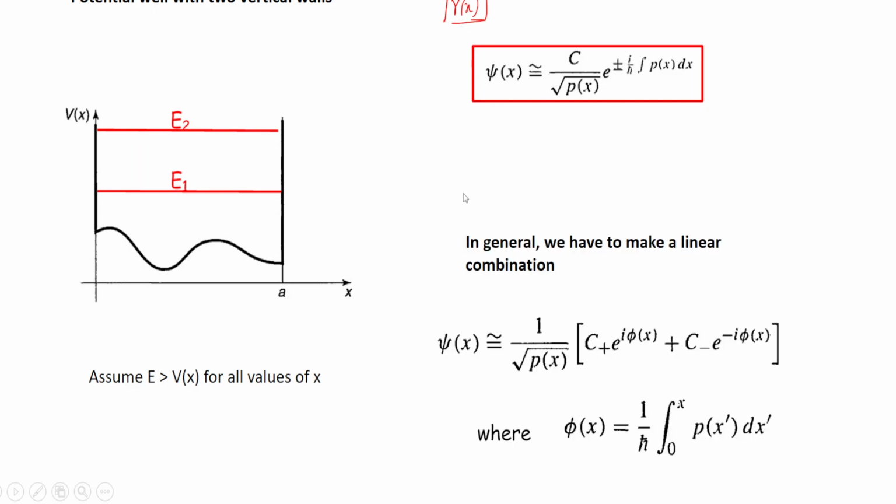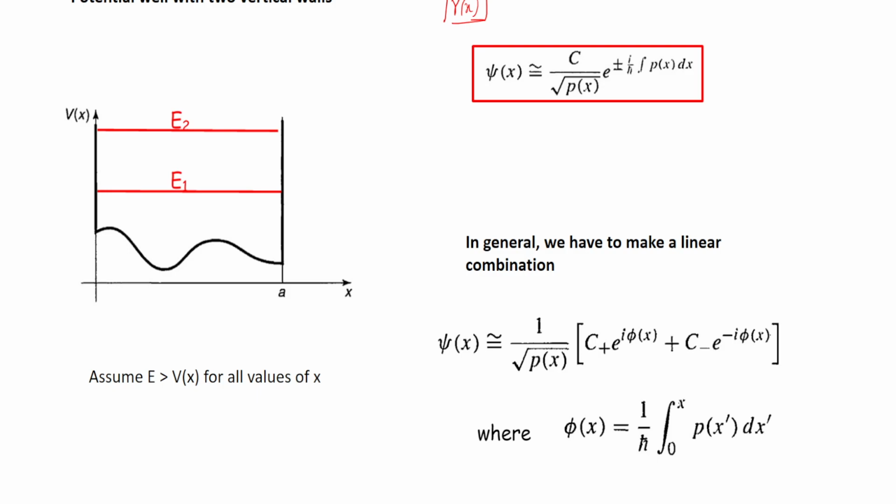So in general, we have to make this solution a linear combination. Here the plus or minus indicates that the wave function is going in forward and backward directions. After hitting these walls, this is the linear combination of this wave function, where phi of x is 1 divided by h cross, integral 0 to x of p of x dx. So this is our solution.